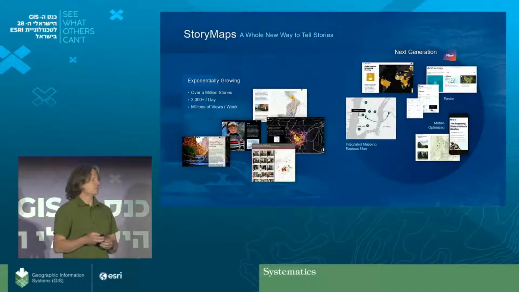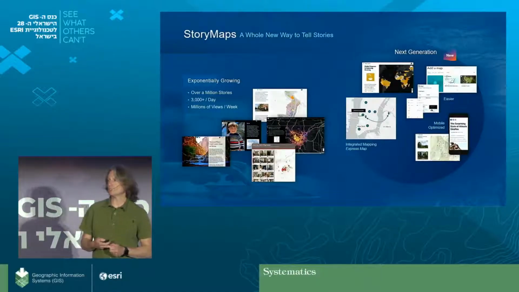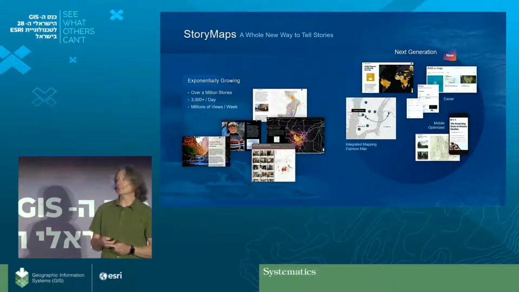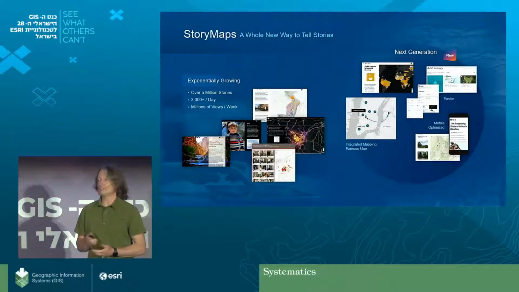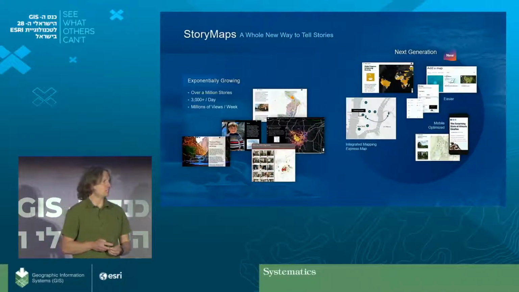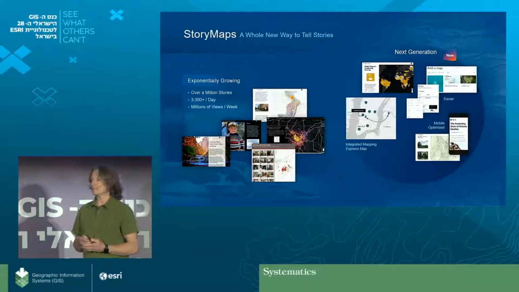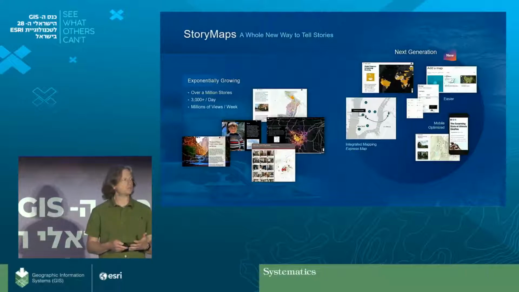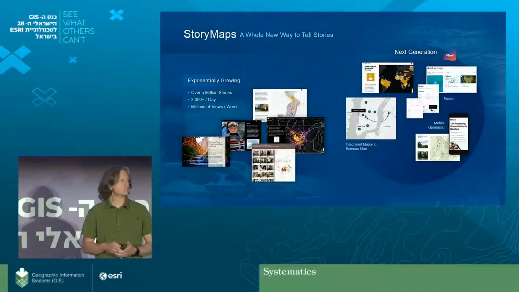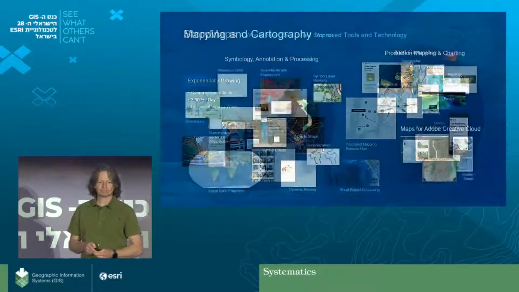Story maps have been an incredibly successful product for us. We've got over 1 million maps now shared publicly using ArcGIS Online. In fact, there's over 3,000 maps created every single day and shared out to our users' users. And with story maps, we've released a brand new version which allows you to build truly immersive applications so your maps can really come alive and your stories can be told very effectively.